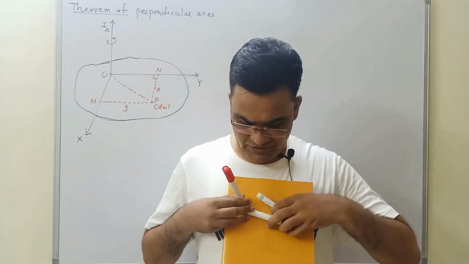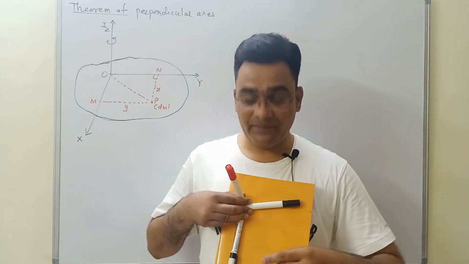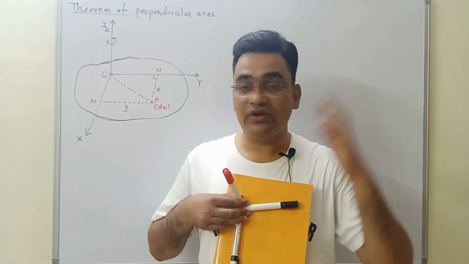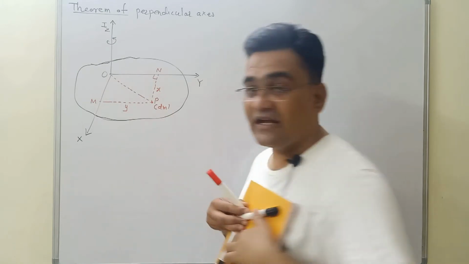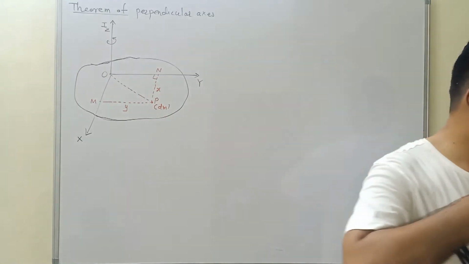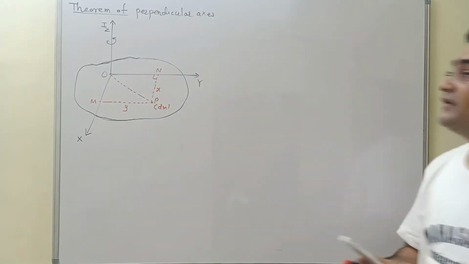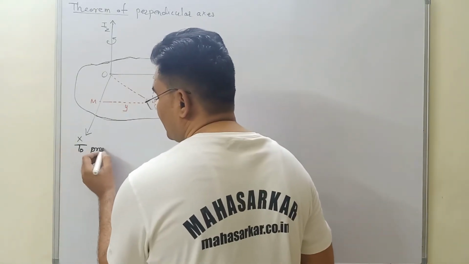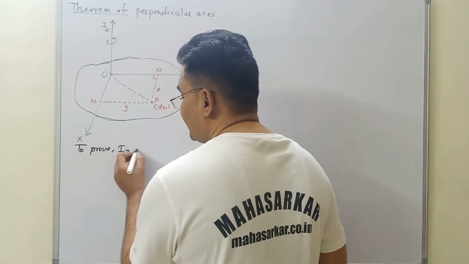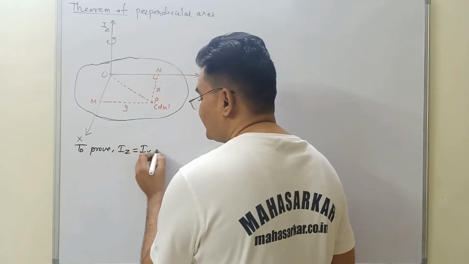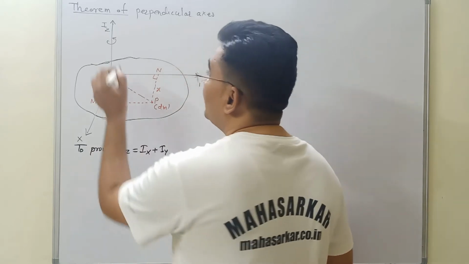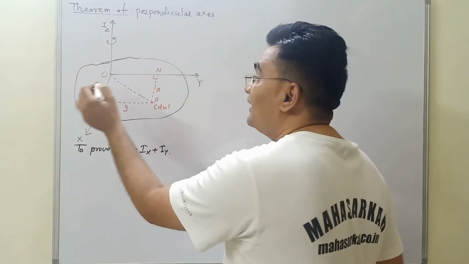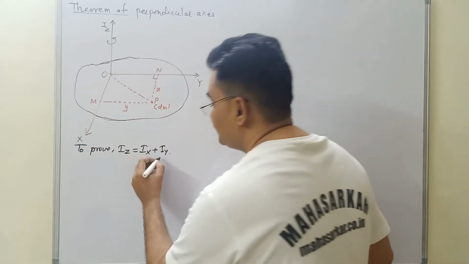As you can see, they are all perpendicular, and if I take any point here, that point will also be perpendicular. So the triangle drawn here in the diagram is also a right angle triangle. Let's prove that. What we are going to prove is Iz equals Ix plus Iy. Remember, the z-axis is perpendicular to the plane surface and x and y are along the surface. This we are going to prove.